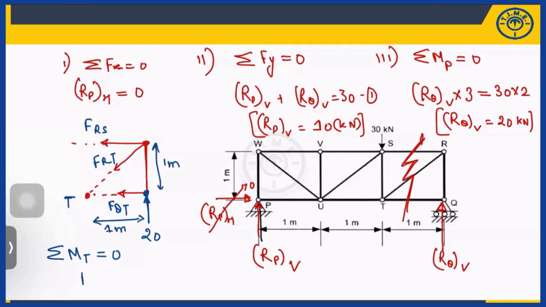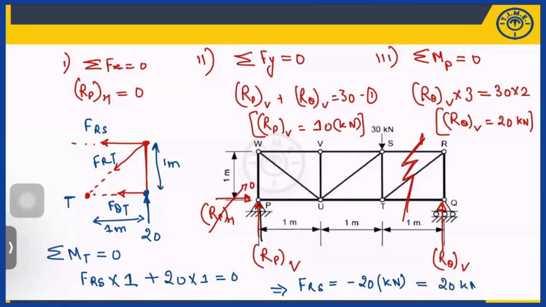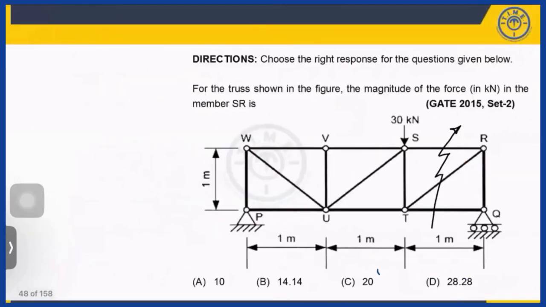So F of RS into 1, which is anti-clockwise, plus 20 into 1, which is also anti-clockwise, is equal to 0. That means what is the value of F of RS you are getting? Minus 20. Minus 20 indicates your assumed direction is wrong. That means this negative indicates this value will be 20 kilonewton compressive. So what is the force in member RS? 20 kilonewton. That means option C is correct.